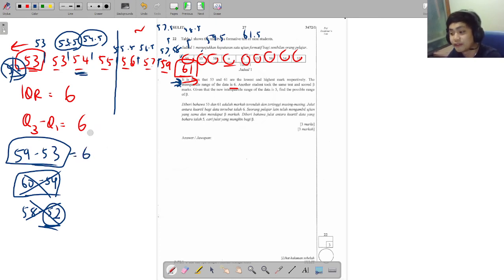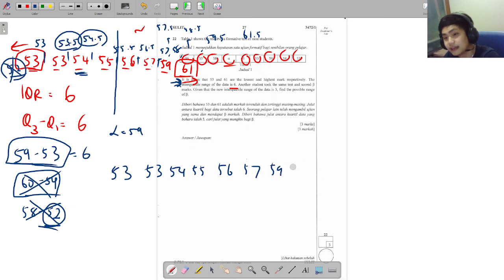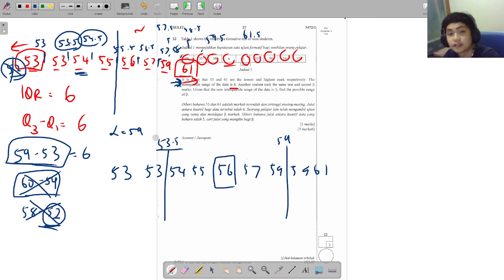But it means that we need to find out what is that value of alpha that can actually make it work, right? And can we get a value like that? So assuming that, okay, alpha is 59. Now if you put alpha as 59, it means that our third quartile here is 59, but it's not the same for the other side. So 53, 53, 54, 55, 56, 57, 59, 59, 61, assuming that alpha is 59. So your median is now here. So you see, Q3 is 59, Q1 is 53.5. Doesn't work, because the first quartile becomes 53.5.